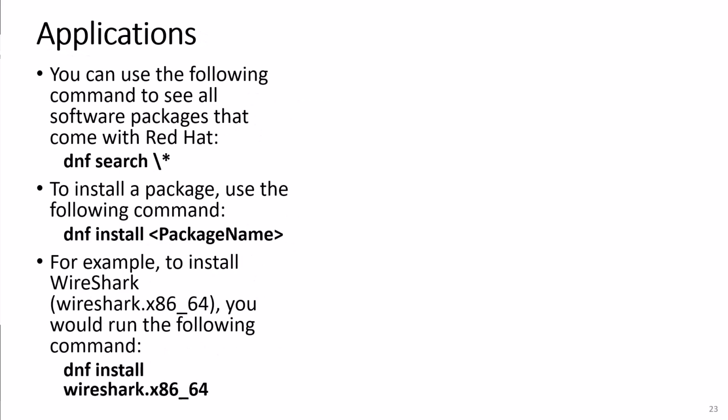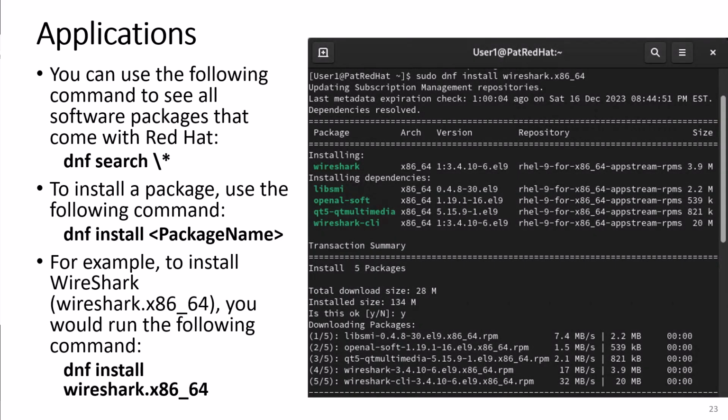You can use the following command to see all software packages that come with Red Hat: dnf search with a wildcard. To install a package, use the following command: dnf install and then the package name. For example, to install Wireshark, you would run the following command: dnf install wireshark.x86_64.